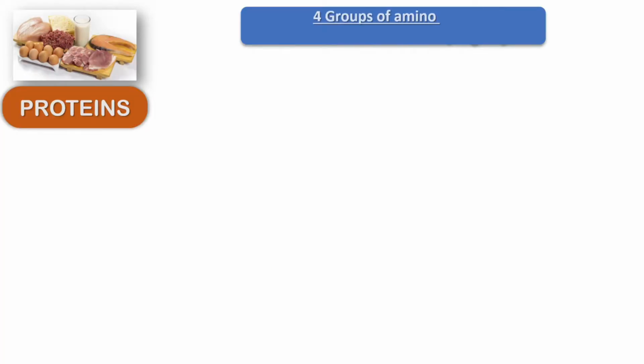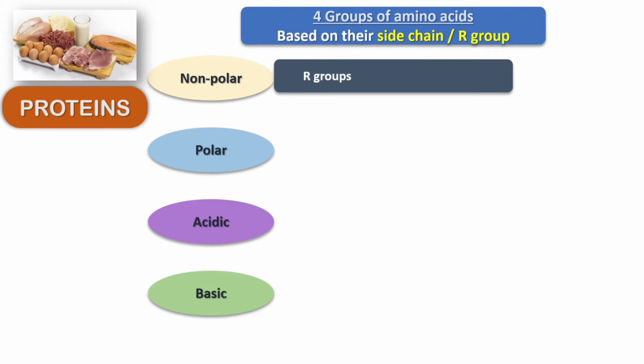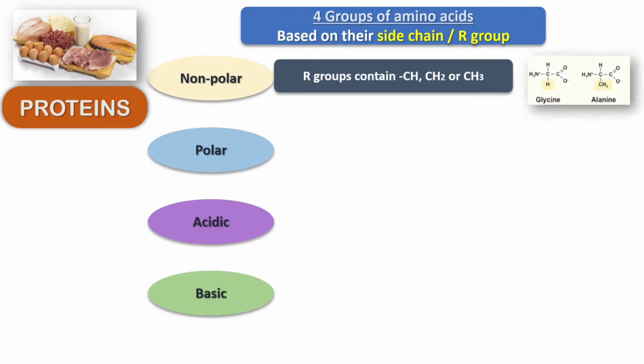There are 4 groups of amino acids, based on their side chain or R group: nonpolar, polar, acidic, and basic. In nonpolar amino acid, R groups contain CH, CH2 or CH3. For example, glycine and alanine.